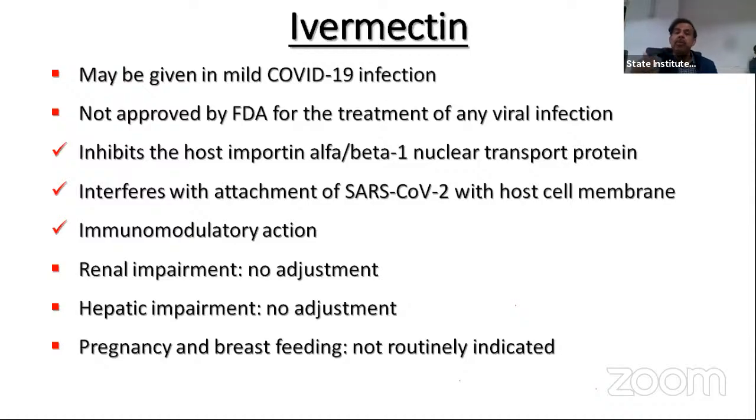How does it function? It inhibits the host alpha 1 beta 1 nuclear transport protein, which transports the virus from extracellular into intracellular organelles, interferes with attachment of the virus with the host cell membrane, that is the ACE2 receptor, and has immunomodulatory action. In renal impairment, no dosing adjustment. In hepatic impairment, no adjustment. Pregnancy and breastfeeding, not routinely indicated.